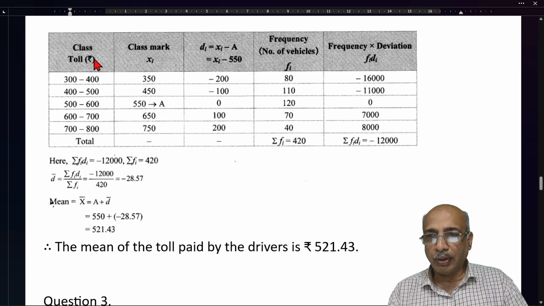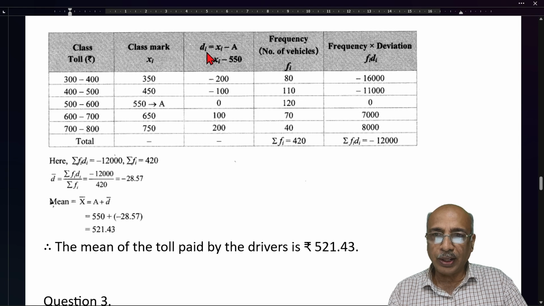So for the class interval, you will write class as told in rupees. Class mark, you know how to find out. Assumed mean, generally we take the middle term there, middle class only. So here you have taken assumed mean equals 550.